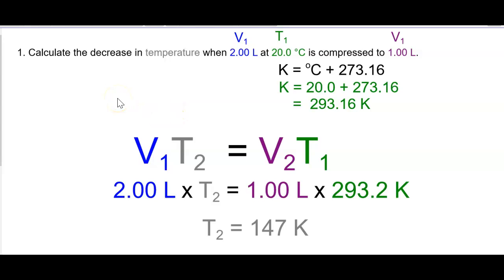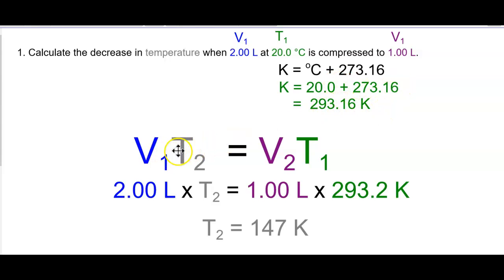Okay, so here we are. Calculate the decrease in temperature when 2 liters at 20 degrees Celsius are compressed to 1 liter. To use any laws in chemistry, any temperature, we always convert it to Kelvin. The formula is Kelvin equals degrees Celsius plus 273.16. So 20 degrees Celsius plus 273.16 is 293.16 Kelvin.